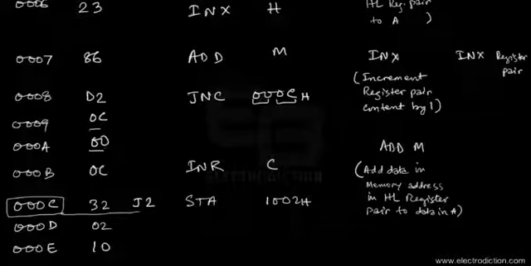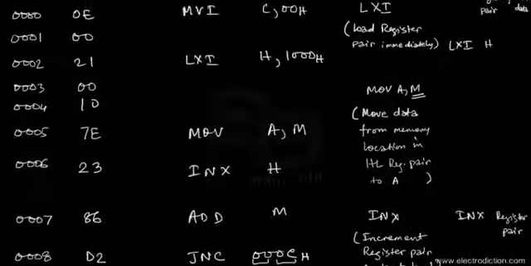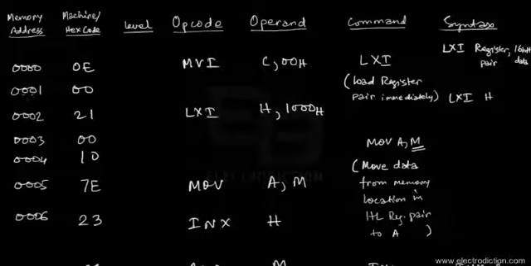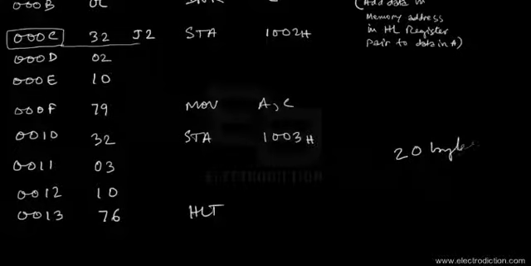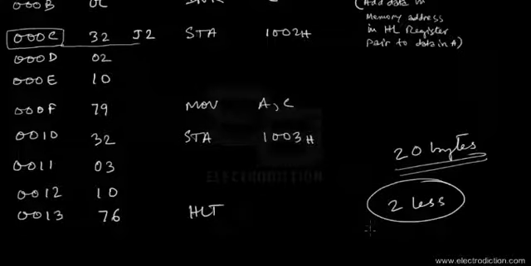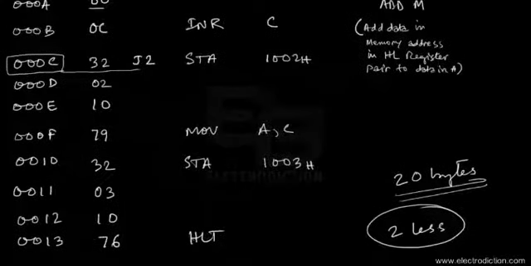So there you go, that's the program that we've just got over here. Now look at this program. It begins from the memory address 0000H and continues till 0013H. It consists of 20 bytes, so it's consuming 20 bytes of memory space. That is 2 less than the previous program. This way we can use certain instructions and shorten the program length significantly.